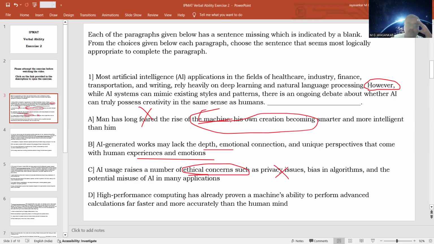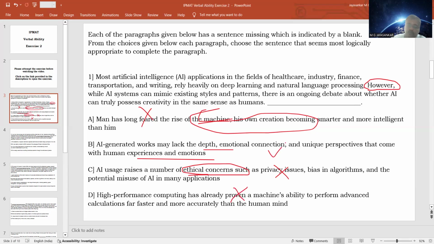Option D, high performance computing has already proven a machine's ability to perform advanced calculations faster. Again, it is talking about the efficiency of AI. This is not the subject of the discussion in the passage. The subject of the discussion is, even though AI has a lot of deep learning and natural language processing abilities, they may not have the original creativity that humans have. So this is the debate. The performance efficiency of AI is not the subject of the passage, so it is not the answer. From this, it is very clear that option B is the best answer. That is the logical connection between the first and second sentences to form the concluding sentence.